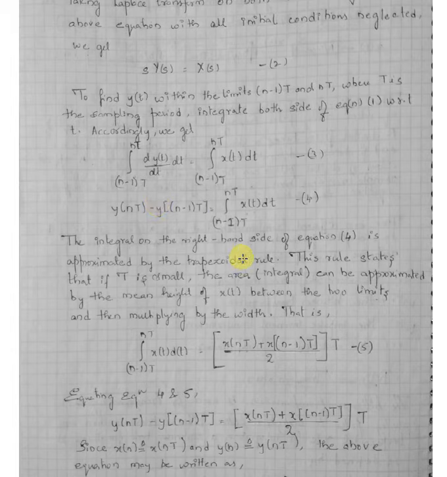The width they are also assuming as t here. Since t is small, the area can be approximated by taking the mean height of x of t between the two limits. So you apply the upper and the lower limit, take the mean of it, and multiply it by the width. Now when you compare your fourth and fifth equations, you can see that the LHS of the fourth equation is equal to the RHS of the fifth equation, okay, fine.